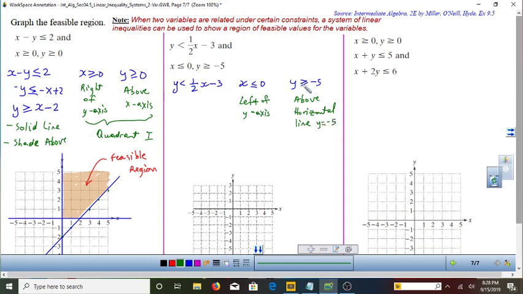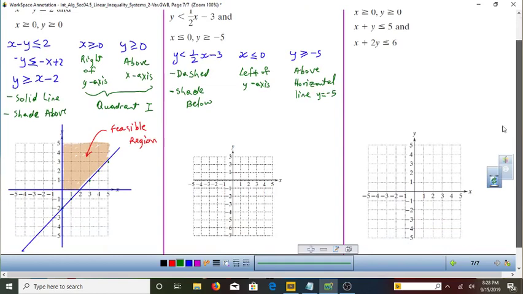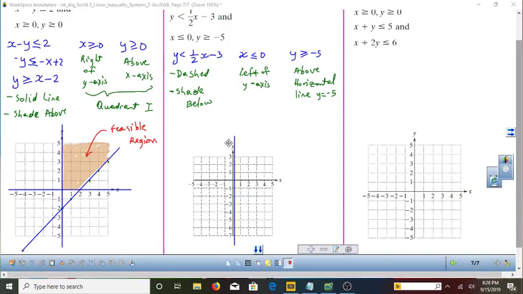And of course, those are solid lines. In this case, we have a dashed line. And we're going to shade below. So let's see what we can graph with this one. I'm going to draw my y-axis as a solid line. We'll have to move that over a bit.